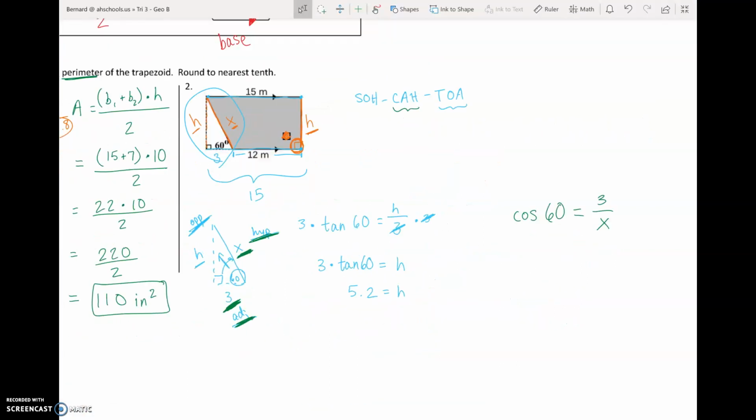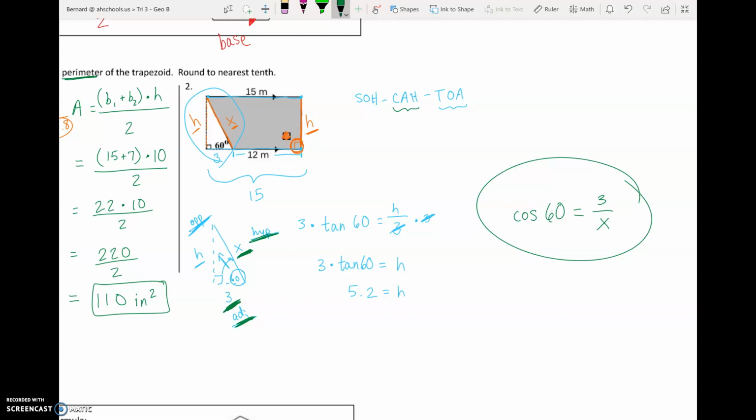All right, welcome back, everybody. When I left you last time, we were just setting up this situation right here. We'll solve for x in a moment. I just want to recap real quick what we're doing with this problem.